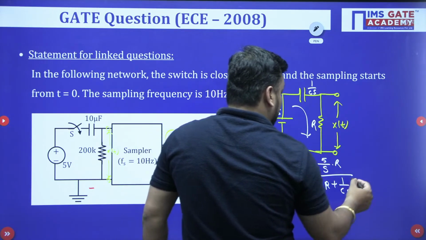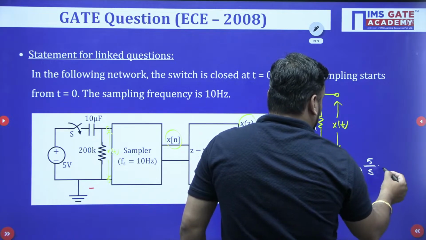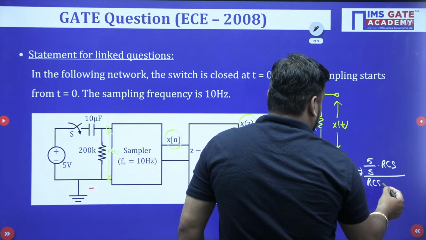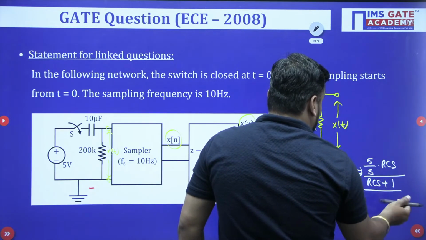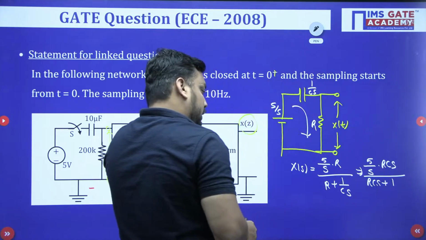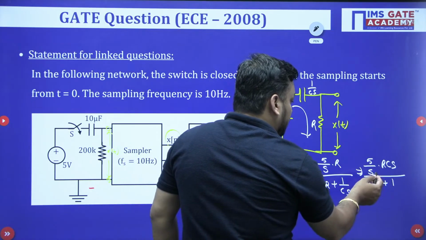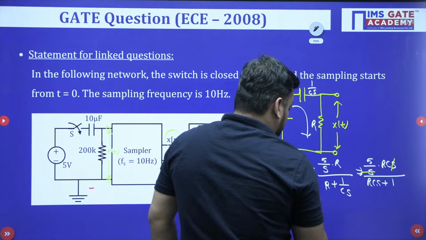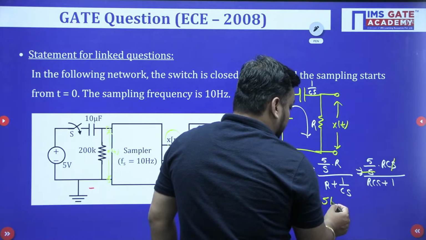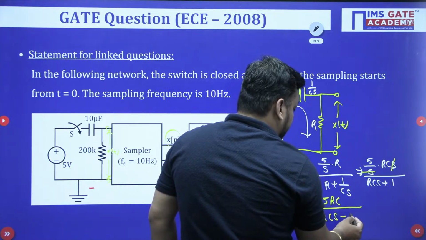So when you take the LCM, you will get 5 upon S dot RCS upon RCS plus 1, because CS I have already taken outside, in the numerator side, yes or no? RCS plus 1, like this. So don't you think here S and S get cancelled out, guys? So now your x of S will finally become 5 RC upon RCS plus 1.